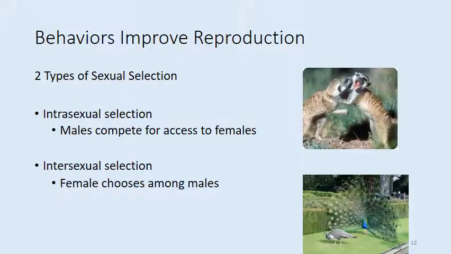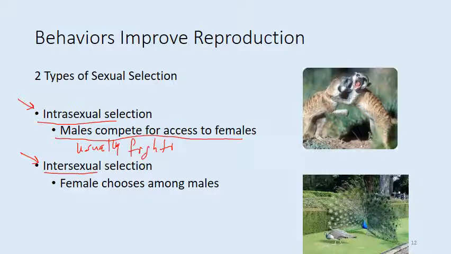Two types of sexual selection. So these will be on the exam. Know the difference between intrasexual and intersexual. So with the intrasexual, males compete for access to females, and usually fighting occurs between the males in order to get the females to mate with them.